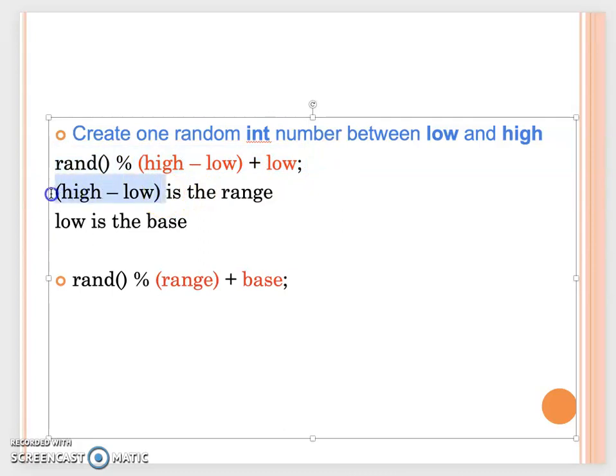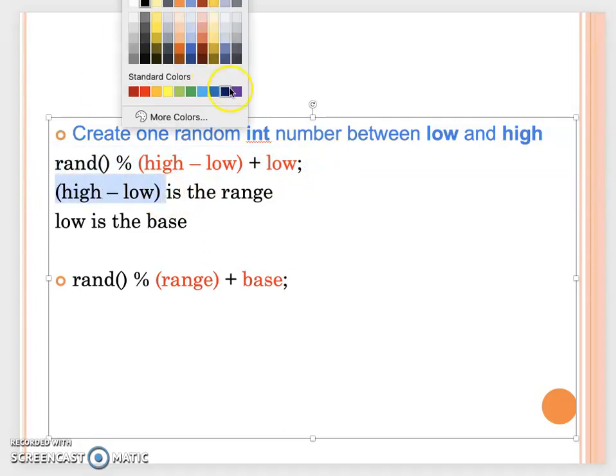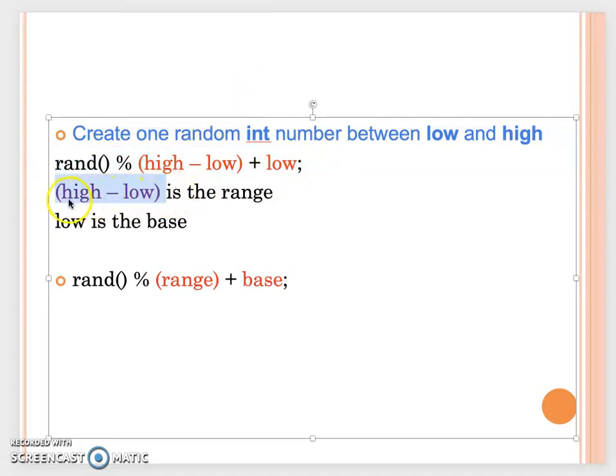Your low and high are just the range for the random number. So that's why we use high minus low to do the modulus. Then the low is the base, so we need to add it. So our random number will be like this: always equal to rand modulus the range, then we plus the base.